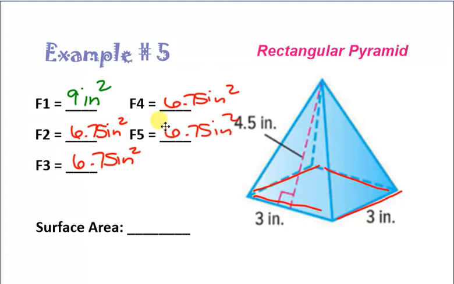So now that I have all of those, I can add them up. So 9 plus 6.75 plus 6.75 plus 6.75 plus 6.75. So I'm going to get 36 inches squared.